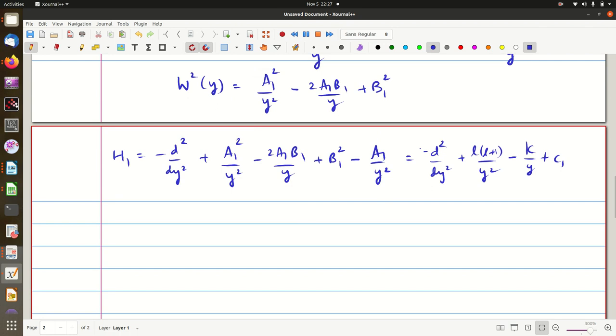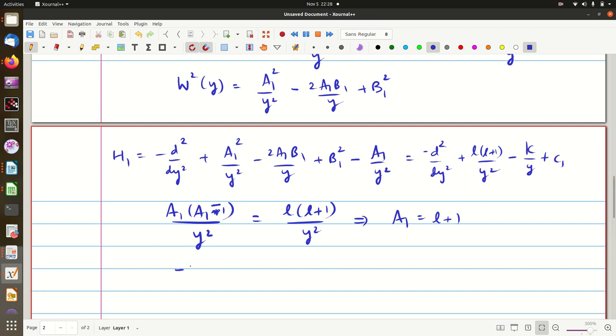So we can easily determine a1, b1, c1 by comparing the coefficients of 1 by y squared, 1 by y and constants. If you look at 1 by y squared, you have a1 squared by y squared minus a1 by y squared. So that can be written as a1 times a1 minus 1 by y squared, and this should be equal to l into l plus 1 by y squared. This is minus a1 here, so this is not plus, this is minus. So a1 will be equal to l plus 1. If you put l plus 1 minus 1, it will be l. Okay, a1 is l plus 1.